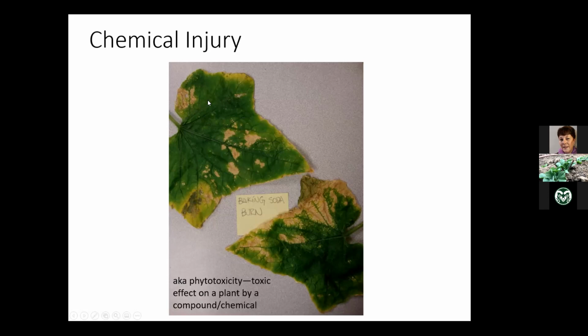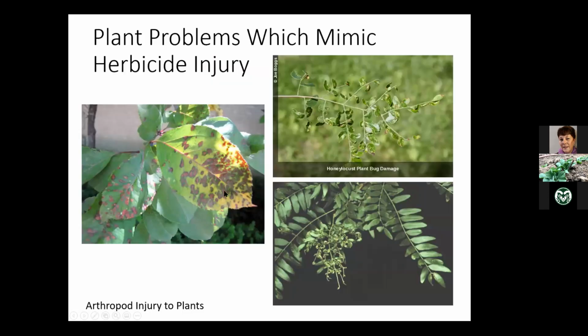Now, some things can look like herbicide injury, like this picture on the left. This is an apple tree. This looks like somebody may have sprayed it with a herbicide, but if you were to pull this leaf off and look on the underside of the leaf, it looks like little blisters. And if you just peel it open, you would see those little, and we're talking microscopic eriophyid mites. You would need a good hand lens to see them, but that is what happens there.